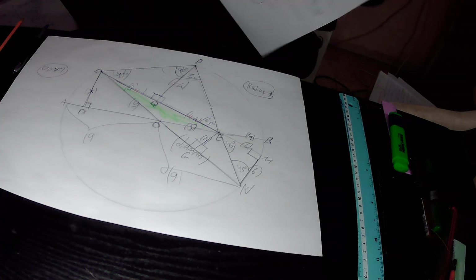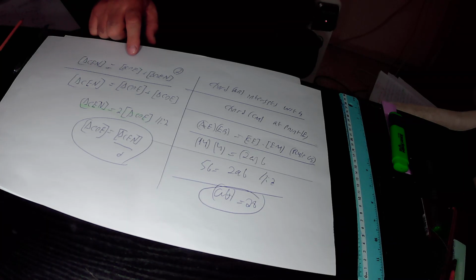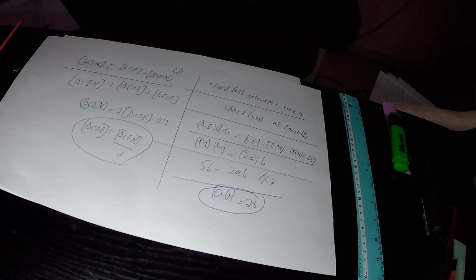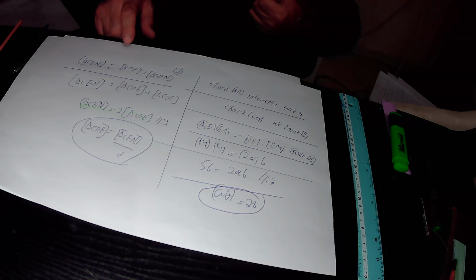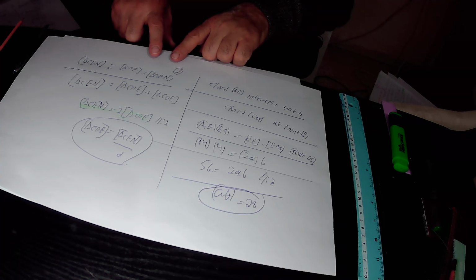Okay, again, the area of the big triangle CN must be equal to the sum of the areas of the two components that it consists of. The first component is the green triangle COE, plus the area of the second component, that is the lower triangle OEN. So in total, the area of the big triangle CN equals the area of the green triangle COE plus the area of the lower triangle OEN.